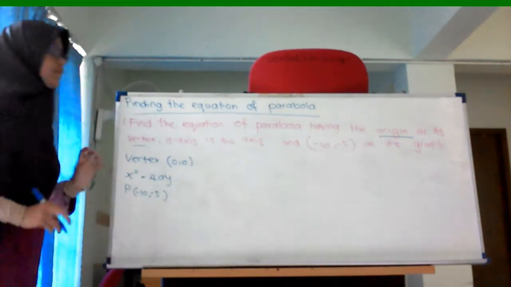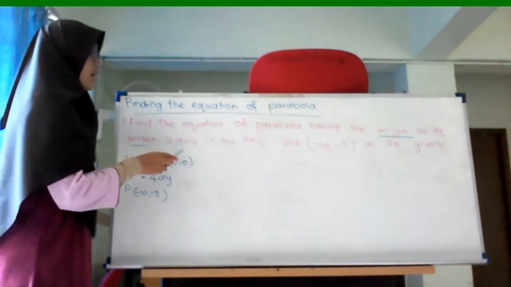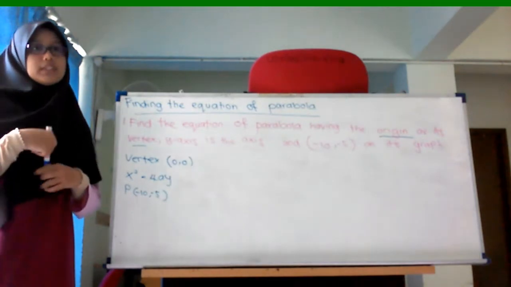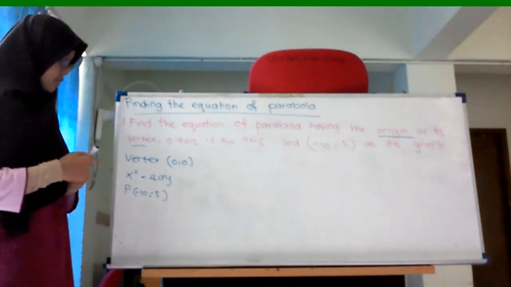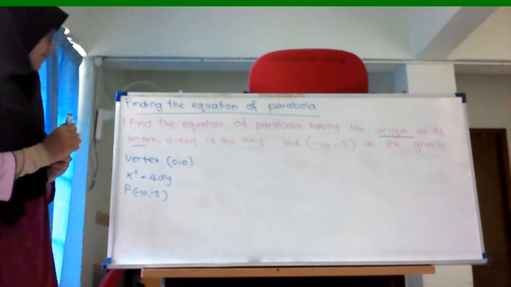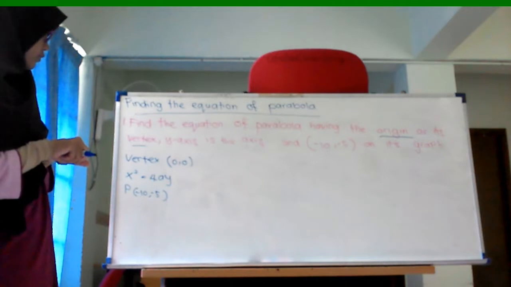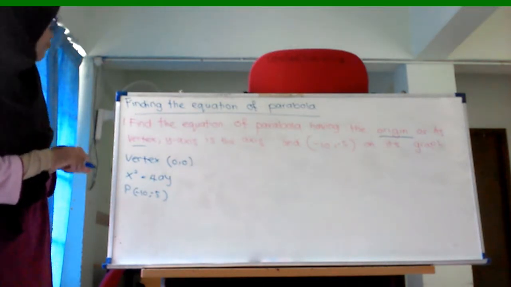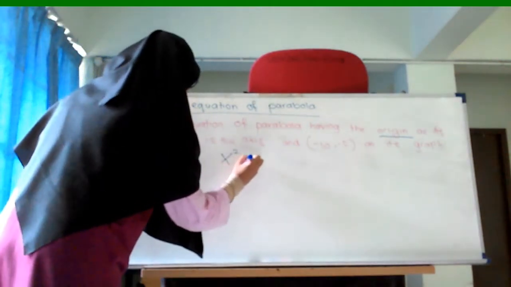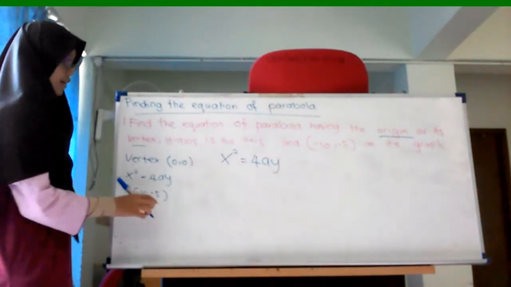Okay, since the y-axis is the axis of symmetry, the graph will either open up or open down. Therefore, the equation is x squared equal to 4ay and the vertex is (0, 0). Since we have the equation x squared is equal to 4ay and the point is (-10, -5), where this is x and this is y, we can substitute the point into the equation.